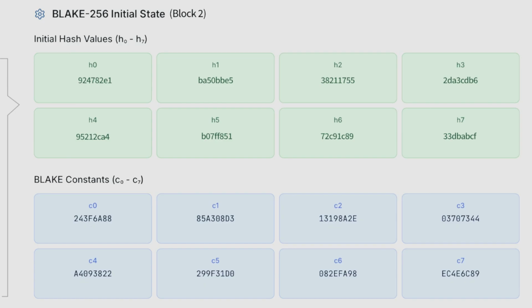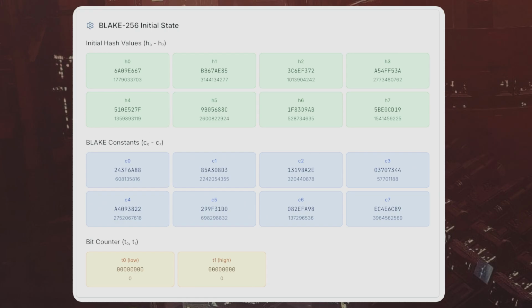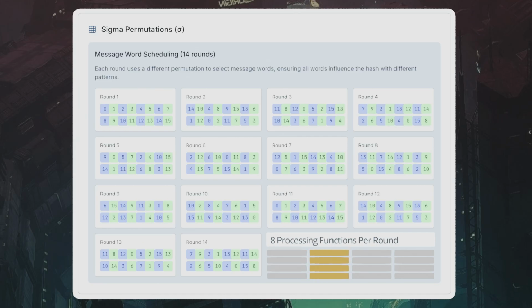Blake-256's strength lies in its mathematical precision. The carefully chosen initial values and constants aren't arbitrary. They're designed to maximize resistance against known attack vectors. The multi-round compression ensures that changing even a single bit in the input creates dramatically different outputs, a property called the avalanche effect.